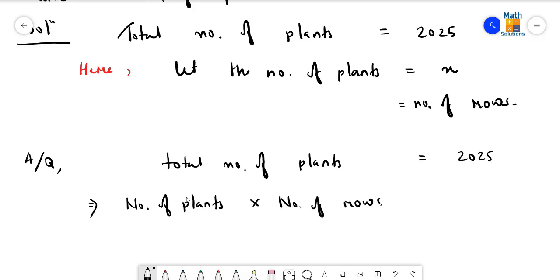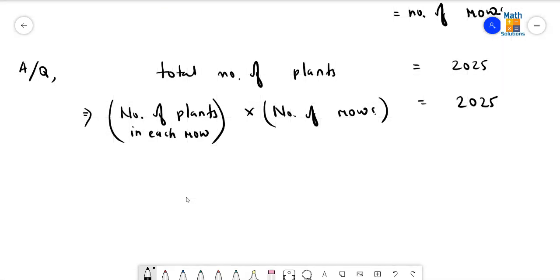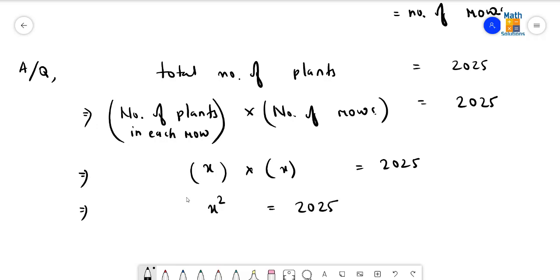There is a correction, number of plants in each row. It should be very clear then. So this is one part, this is the other part, that is equal to 2025. So after this, what do I get? x into x, that is equal to 2025. So I get here x square is equal to 2025.